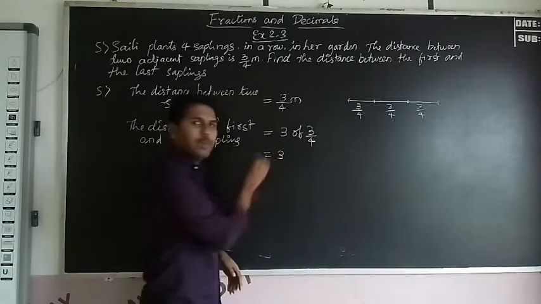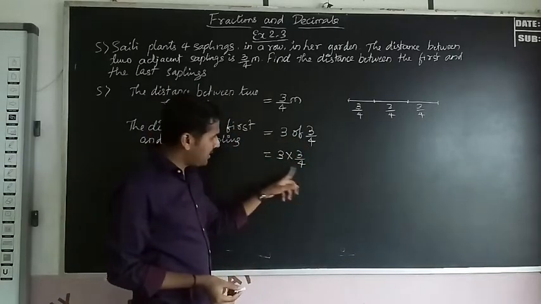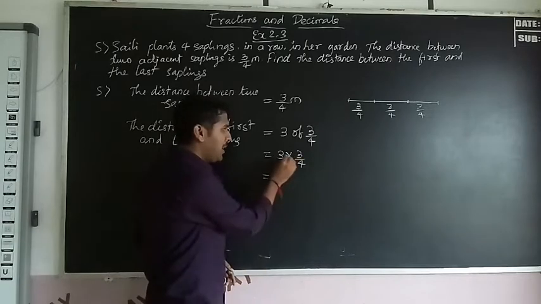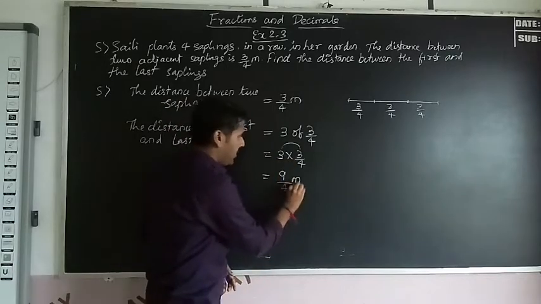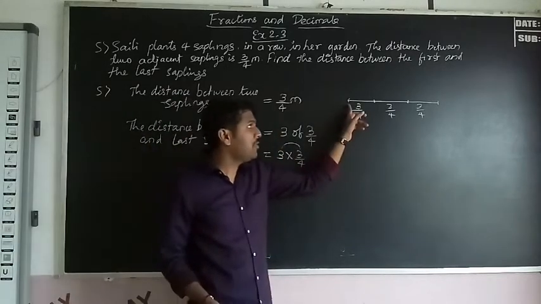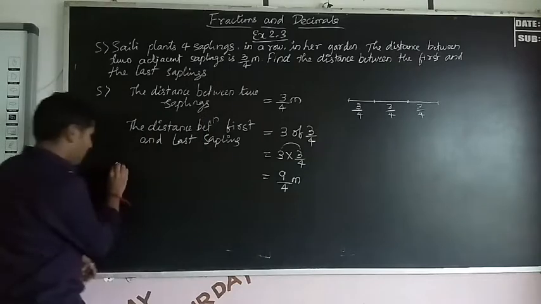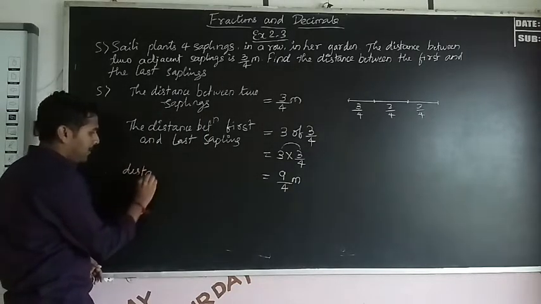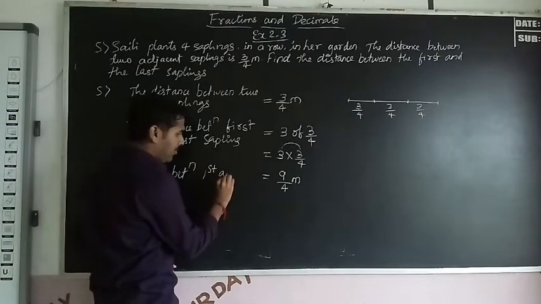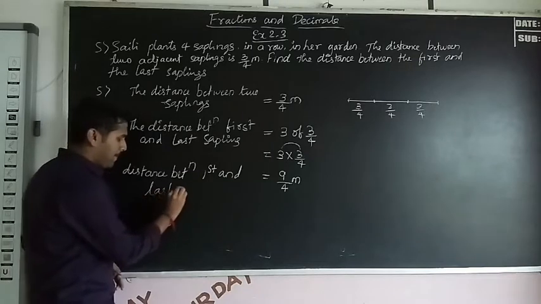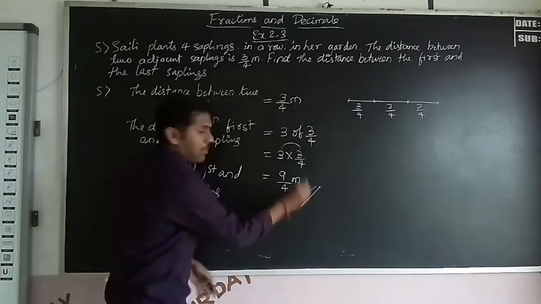So how to write this one? Of means multiplication. No? So 3 into 3 by 4. So here is cancellation possible? No. So that means just multiply numerator by numerator. 3 threes are 9 by 4 meter. The total distance, otherwise the distance between the first and last sapling is 9 by 4 meter. Therefore, distance between first and last sapling equals 9 by 4 meter.